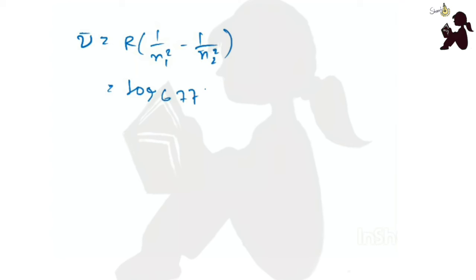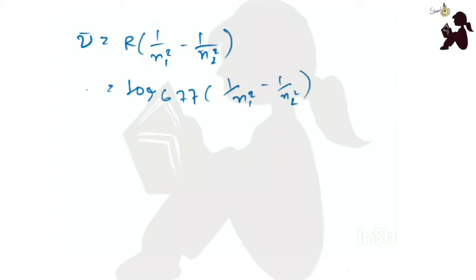Now, many series come from this, and we also have to know the value of R. So, first write the equation once again. Mu, that is wave number, equals R into 1 by n1 square minus 1 by n2 square. This R is called Rydberg's constant, and its value is approximately 109677 into 1 by n1 square minus 1 by n2 square.